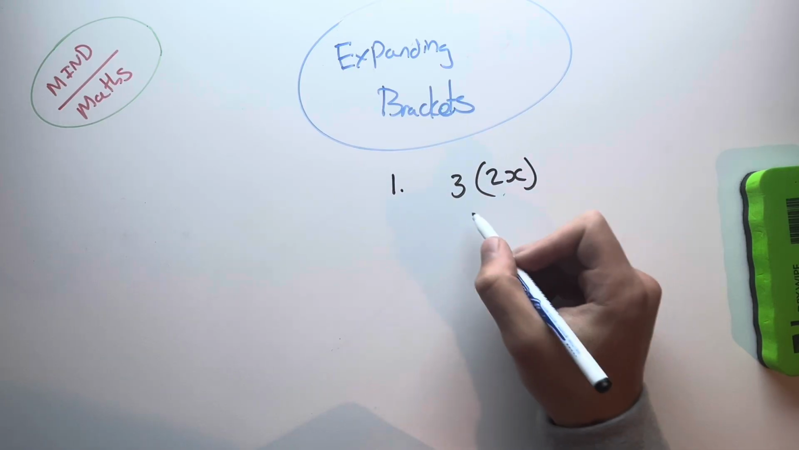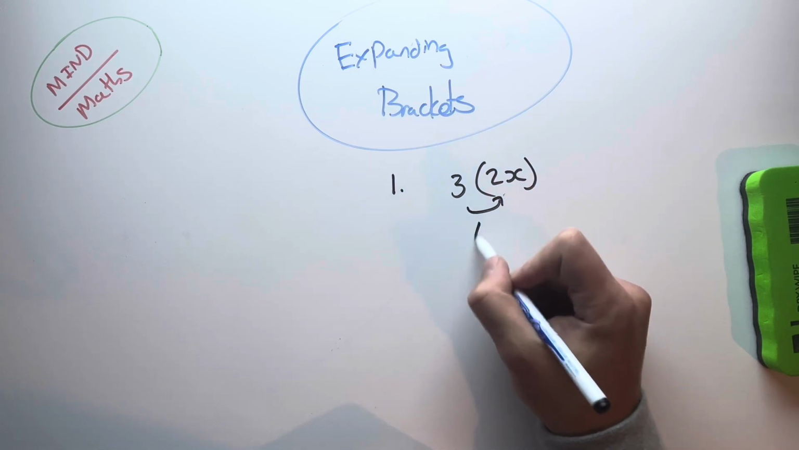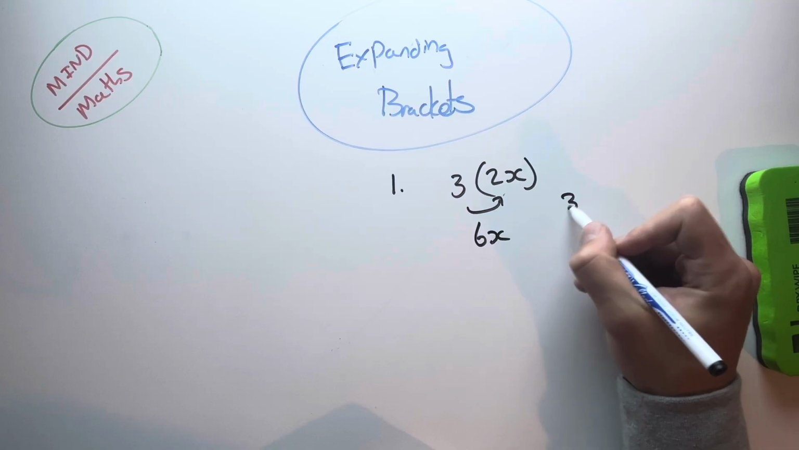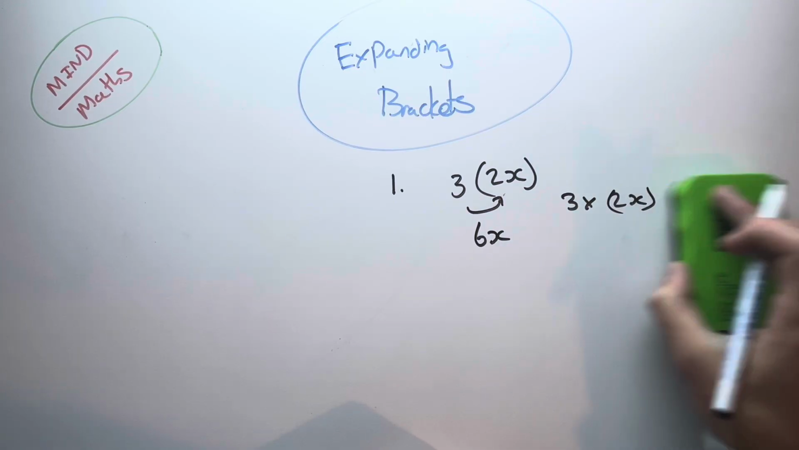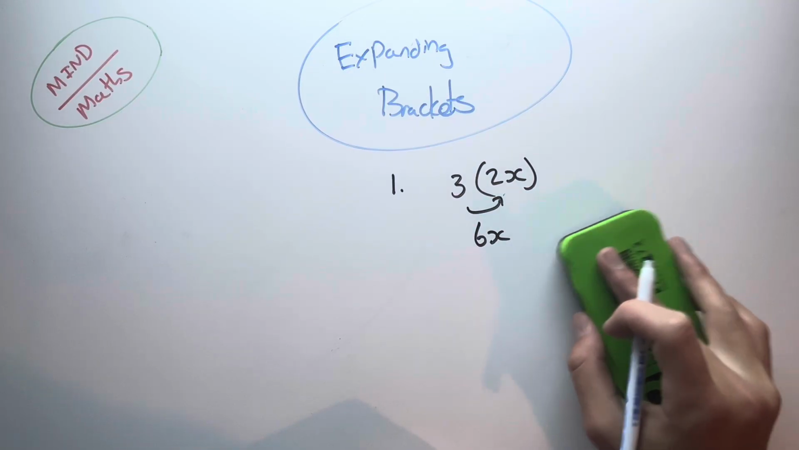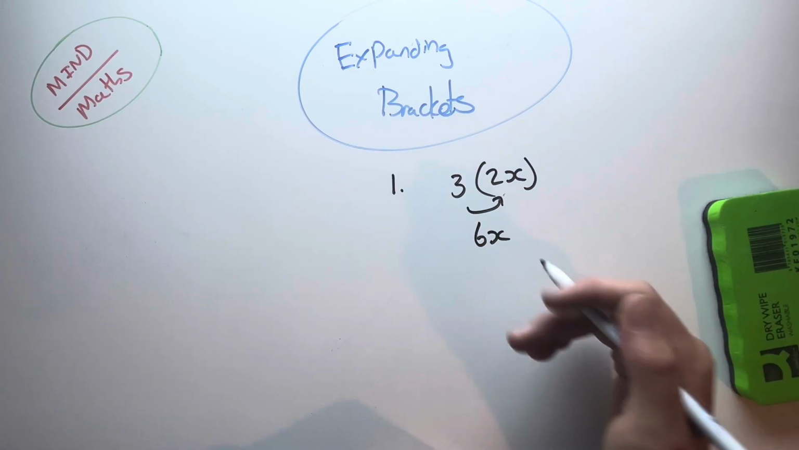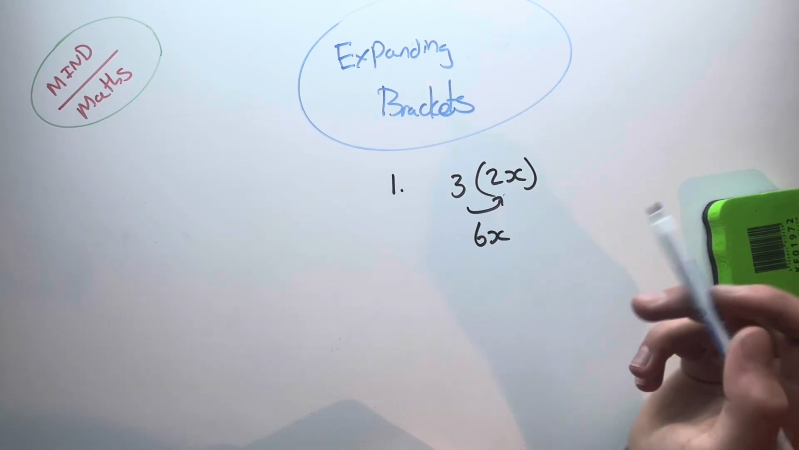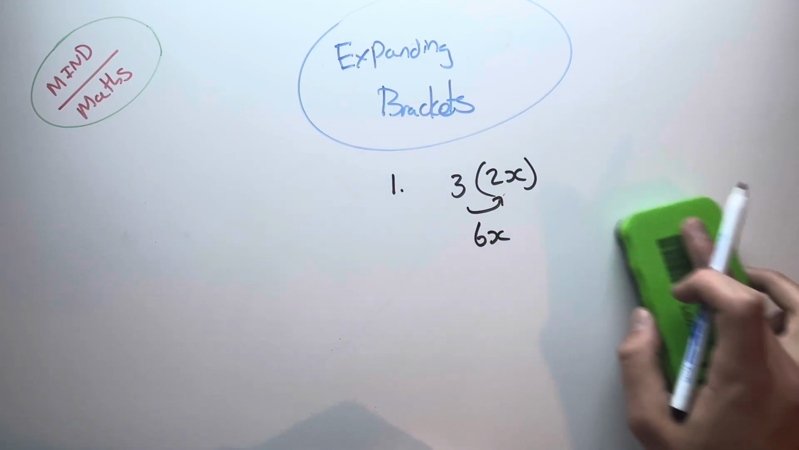So in this case, 3 times 2x is just 6x, because it's just 3 times 2. The x is negligible, it does not matter. You're just going 3 times 2, that's 6x, as if you have 3 lots of 2x, it's 6x.